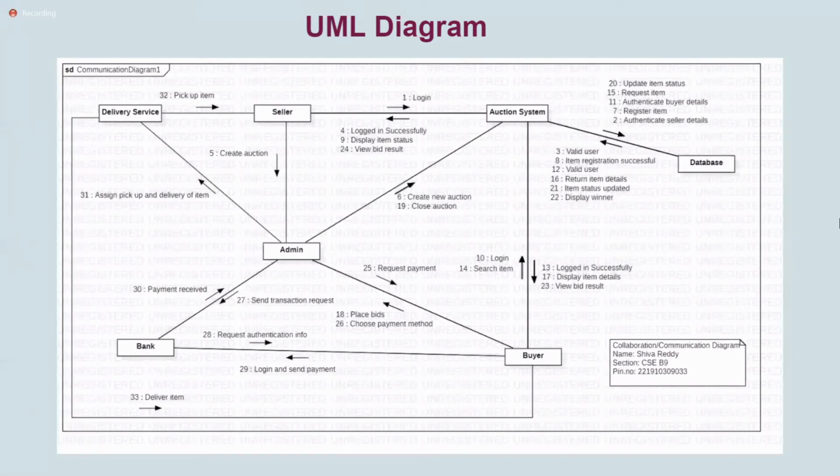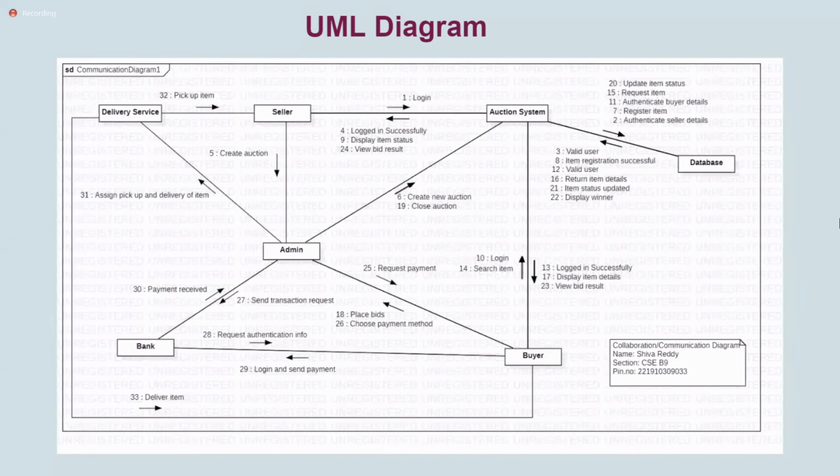In this, there are 7 objects which are linked in a sequential manner. First, the seller logs into the auction system, and the auction system verifies whether it is a valid user or not. After that, the seller requests the admin to create a new auction. Then the admin creates the new auction. According to that, the auction system registers the item in the database. After that, when a buyer logs into the auction system, it also verifies whether it is a valid user or not.